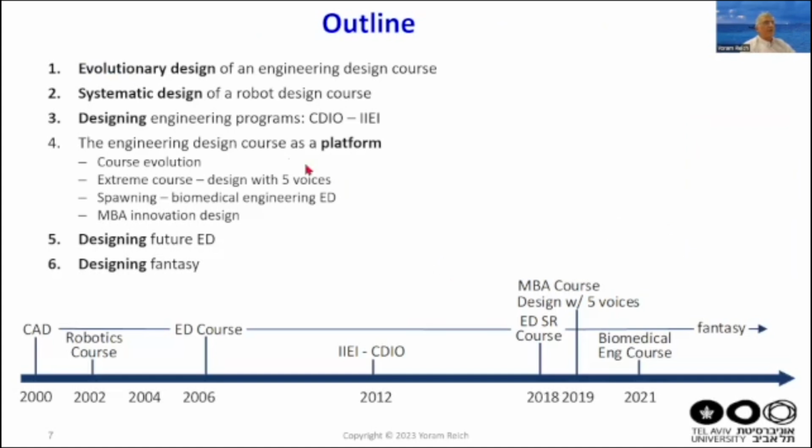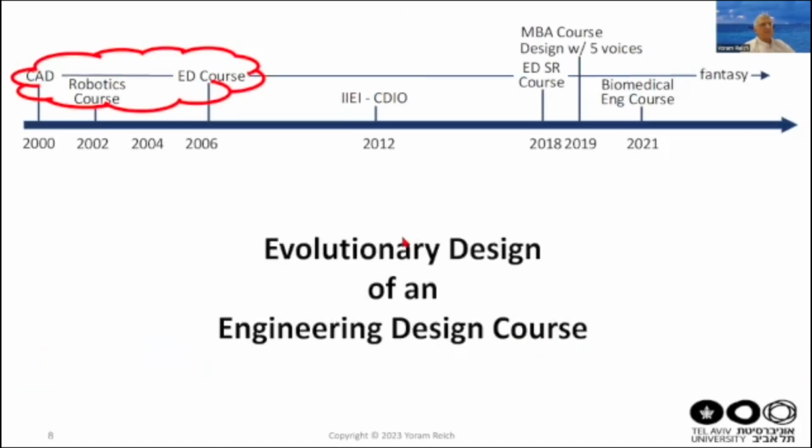So the outline is basically, I'll go through 6 experiences, some in more detail. They span a sort of timeline between 2000 to where we are today, and maybe also into the future. So the first thing is just to jumpstart. I'll tell you briefly how I evolved a computer-aided design course into an engineering course.